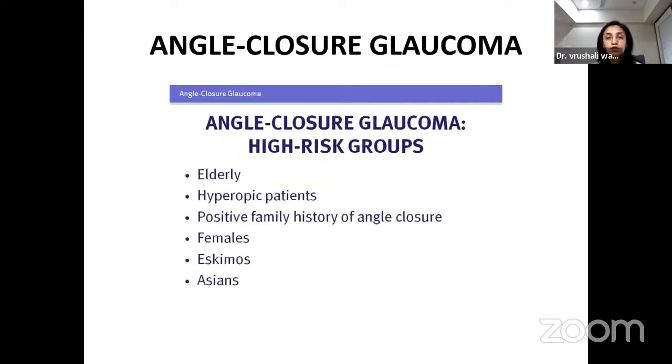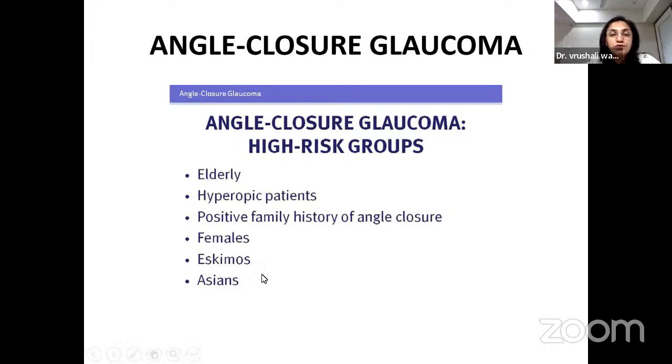Coming to angle closure glaucoma. Angle closure glaucoma is again divided into angle closure suspect and acute angle closure glaucoma. We can prevent acute angle closure glaucoma by suspecting it in a high-risk group and by treating them at an early stage, because angle closure glaucoma is a painful condition.